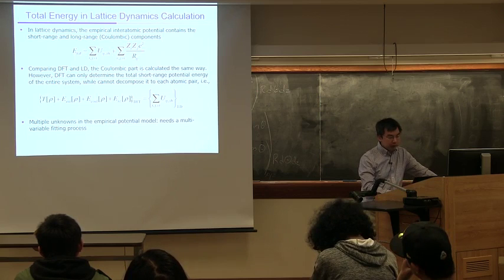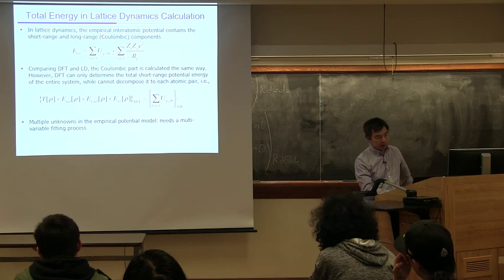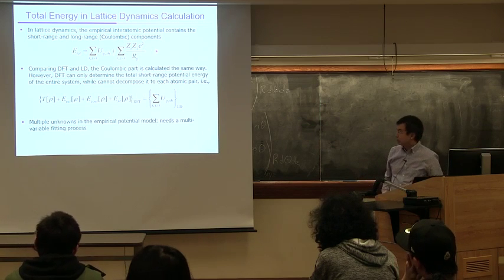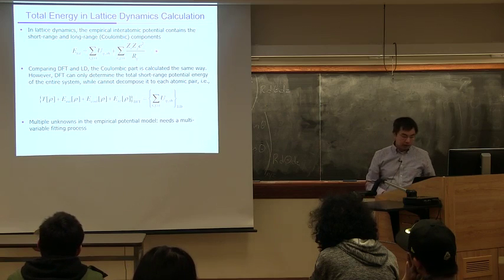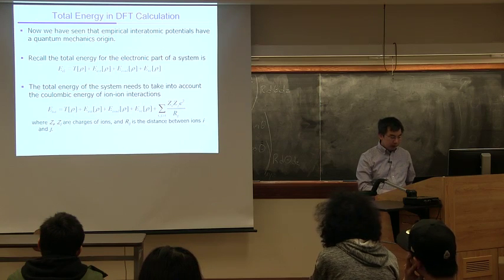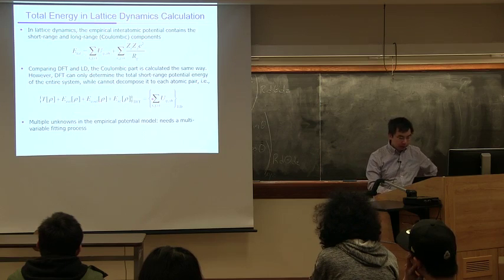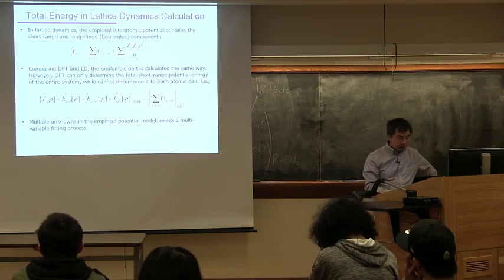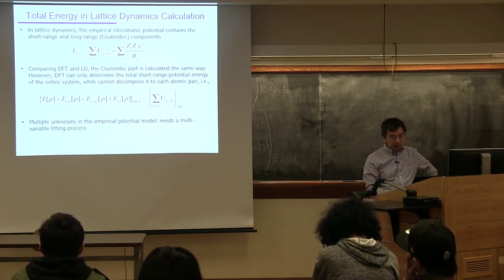So the total energy is equal to the summation of the short range interactions, right, plus the long range, which is a Coulomb, right? This is what we did for the lattice dynamics total energy calculation, right? So now let's compare this DFT and the classical lattice dynamics. So the Coulomb part is calculated the same way, right?